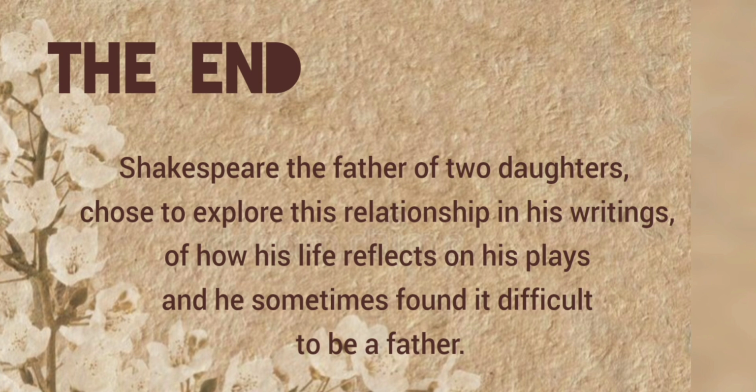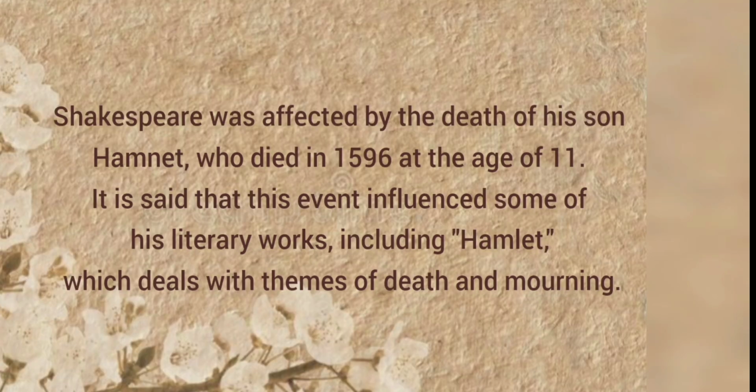Shakespeare, the father of two daughters, chose to explore this relationship in his writing, as his life reflects on his plays, and he sometimes found it difficult to be a father. Also, Shakespeare was affected by the death of his son Hamnet, who died in 1596 at the age of 11. It is said that this event influenced some of his literary work, which deals with the themes of death and mourning.